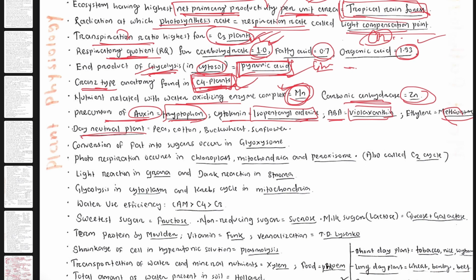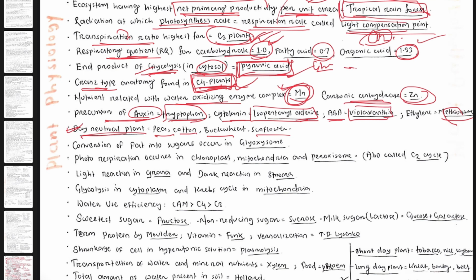If there is a short day plant, then we need a longer night period for that crop for flowering, right? If the plant is a long day plant, then we need a shorter night period or longer day for that plant to flower, right? And another type is day neutral plants. Whatever the day length is, there is no effect on those plants, right? So what are the examples of day neutral plants? Like peas, cotton, buckwheat, sunflower. These are some day neutral crops.